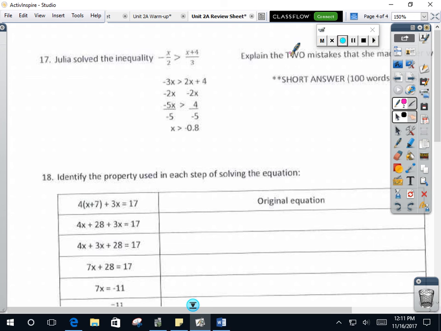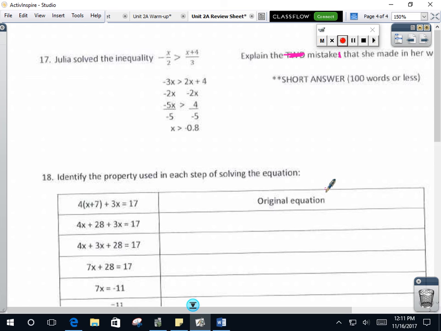Explain the mistake, there's only one, that she made in her work. Okay, when you see something like this, I know a lot of you are going to be like, ooh, I don't know what to do. Well, you don't have to know what to do. She's doing the work for you. You just have to read through her work and see where she went wrong. Pay attention. So look at this first line.